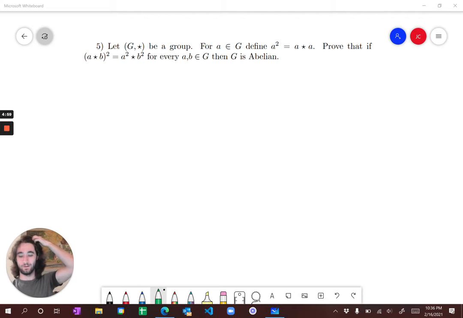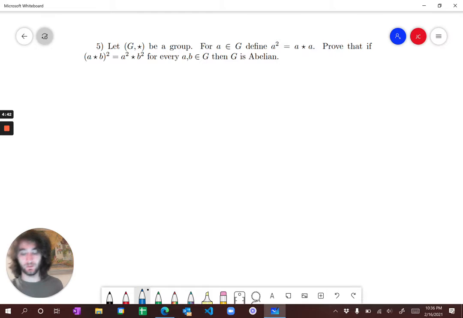5. So if we have a group, then prove that (a star b) squared is the same as a squared star b squared for every a, b. Now, if that's the case, then G is abelian. Okay. So a couple people got confused about this.